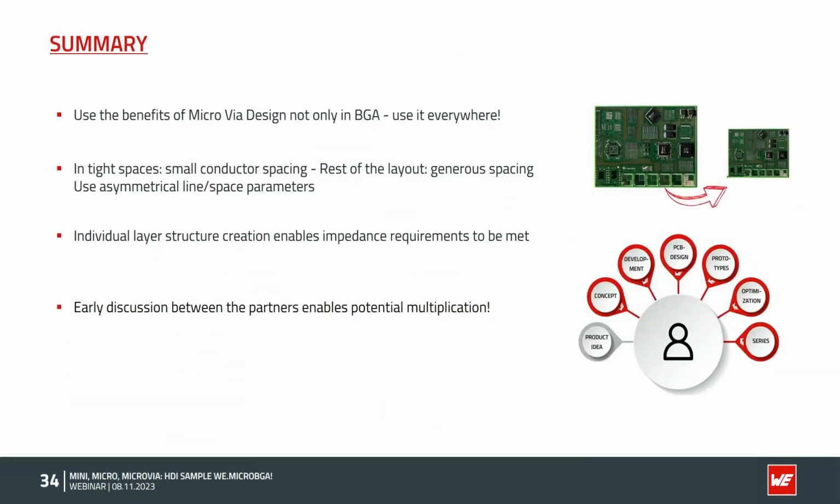So to sum up the presentation: if you use microvias, use them not only in the BGA area, use them everywhere. If you can achieve a change in size with this miniaturization, so that your board gets smaller, you can save much cost, and HDI can be cheaper than a standard board. If you have tight spaces, use small conductor spacings where necessary, and in the rest of the layout, use a lot of spacing to improve yield and cost. Also keep in mind, asymmetrical line and space parameters can help here.